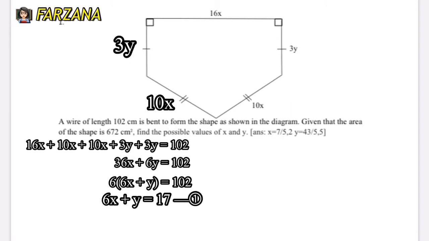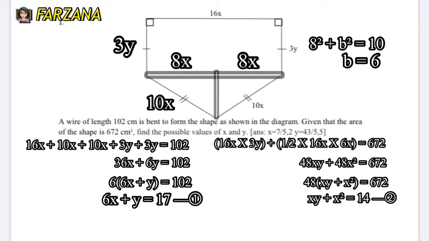The second equation can be formed with the area of the shape. To make it easier, divide the shape into two shapes, which are a rectangle and a triangle. For the height of the triangle, you need to use Pythagoras theorem. So the second equation should be this. For the third equation, I choose the y from the first equation because it is already a single variable.